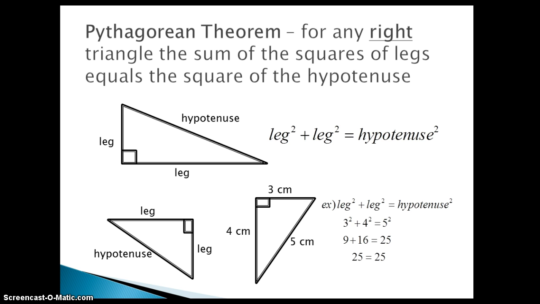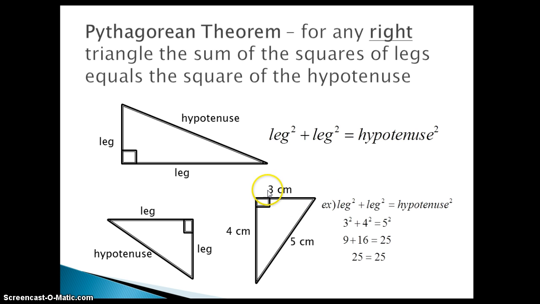Then we see these words called legs and hypotenuse, this funny looking word. The hypotenuse is the longest side of a right triangle. It's always the side across from the right angle. So we call the hypotenuse the longest side, and the two shorter sides are the legs. So here again we have an example of a hypotenuse and the two legs. So what the Pythagorean theorem says is when I square the length of the leg and I square the other length of the leg and add those together, it equals the square of the hypotenuse.